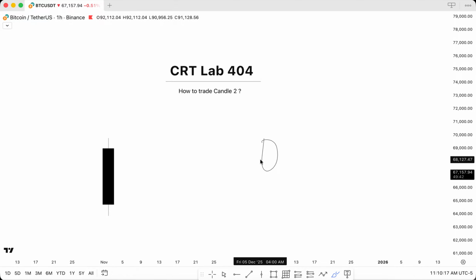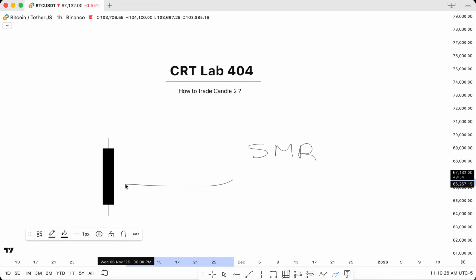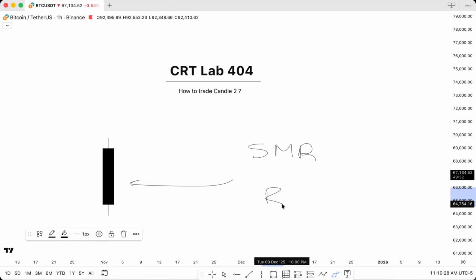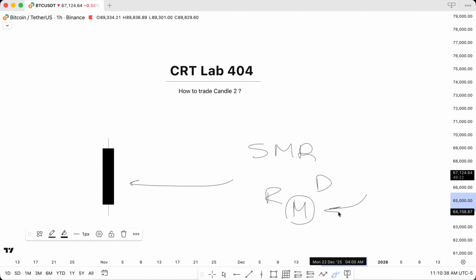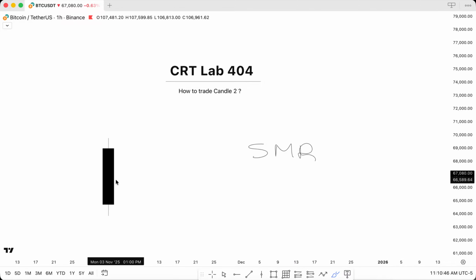Now, candle 2. This is where the SMR happens, the smart money reversal, meaning this will be your range, your R. After range, expect manipulation, which is candle 2, and candle 3 distribution. You always have manipulation. If you don't see the manipulation, you're probably inside of the manipulation. Yeah, that's key. Now, the first candle is range.